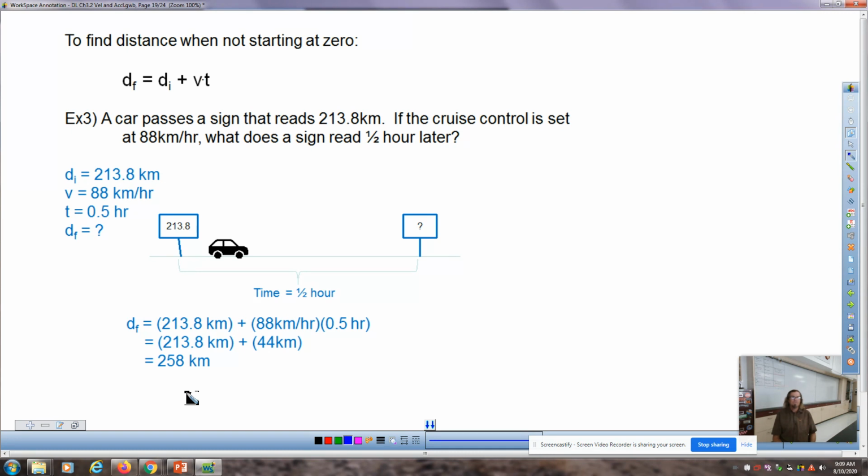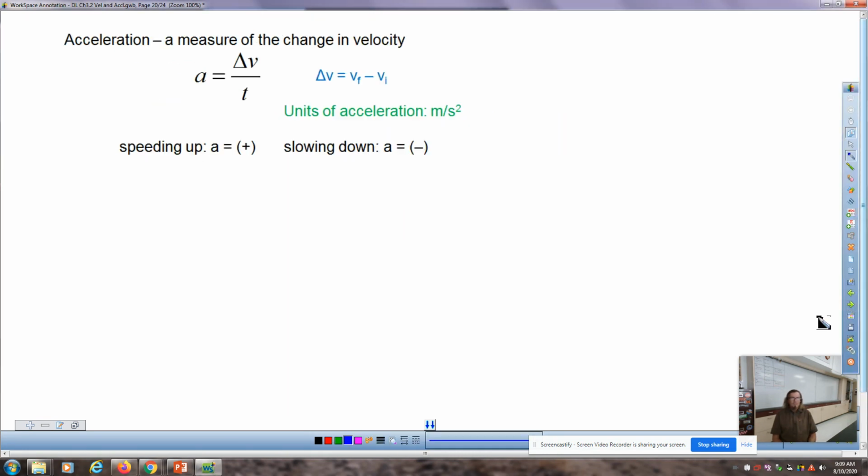Okay, so now we have a little bit more substantial equation. I like that better than just distance equals velocity times time. To me, that feels like middle school. This feels like physics when we start seeing it like that. All right, the second half of today's notes deal with acceleration.